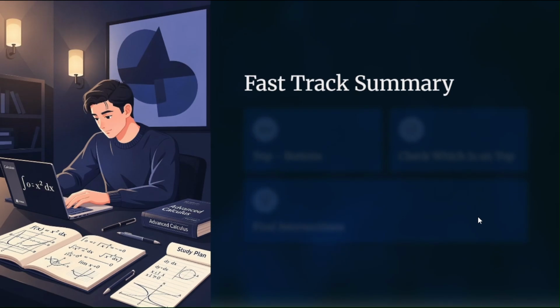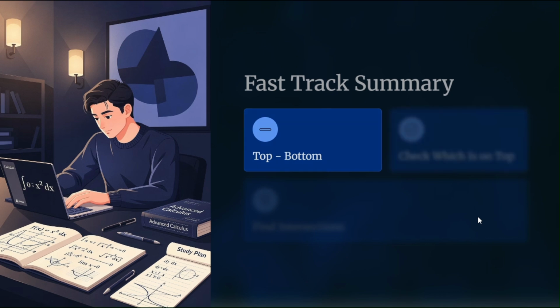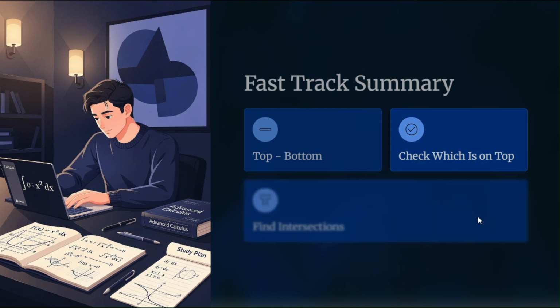Here's your fast track summary. The area between curves equals the integral of the top function minus the bottom function. Always verify which function has greater y values on the interval before integrating. And when no bounds are given, set the functions equal and solve to find their limits. Master this and you'll solve area between curves problems fast on any exam.